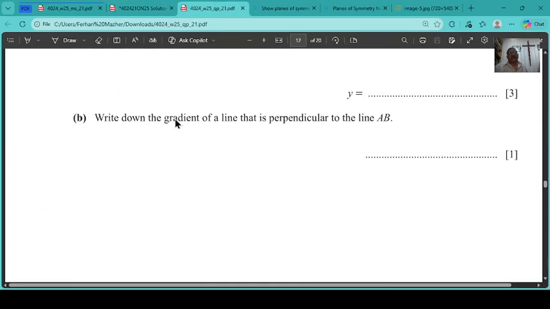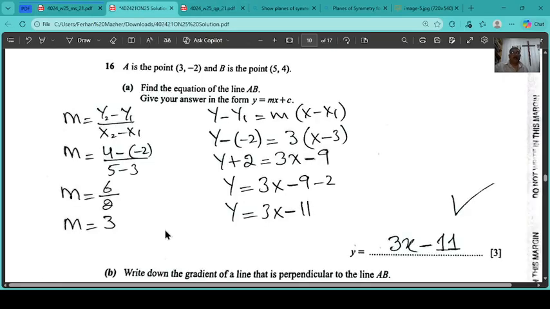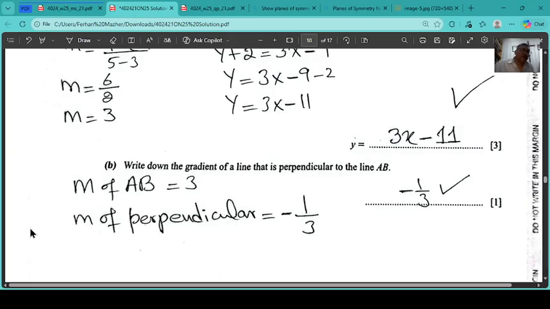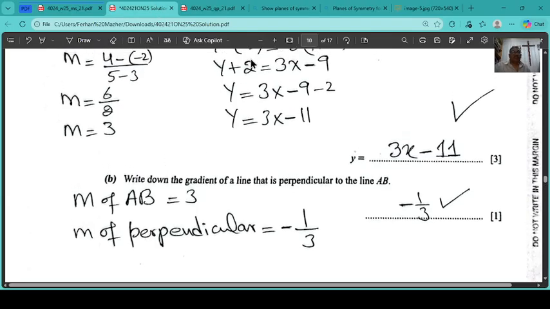Okay, then they say write down the gradient of the line that is perpendicular to the line AB. I know the gradient of the line AB, that is 3. The gradient of the perpendicular is the negative reciprocal. I will take the reciprocal of this gradient and change its sign. So the gradient of AB is 3, and the gradient of its perpendicular will be -1/3. So my dear students, we are done with question number 16.